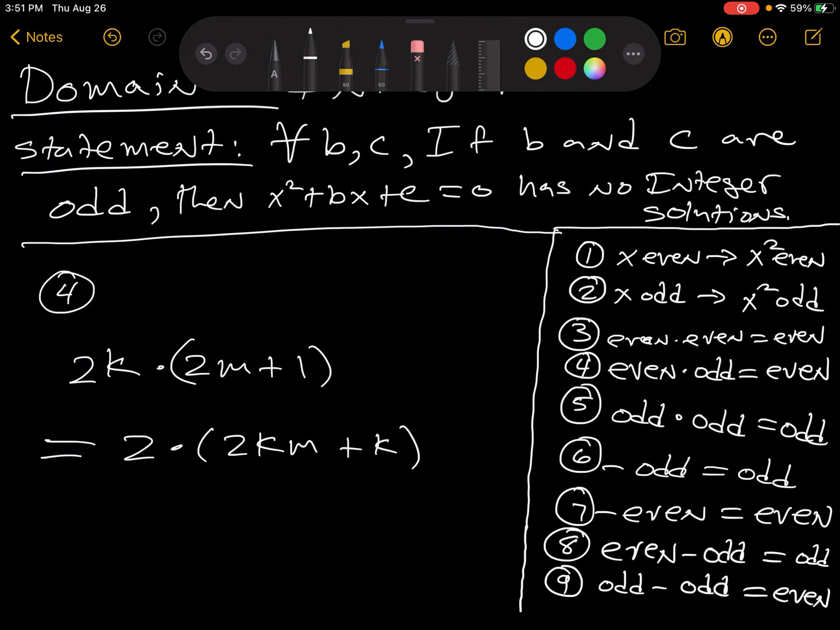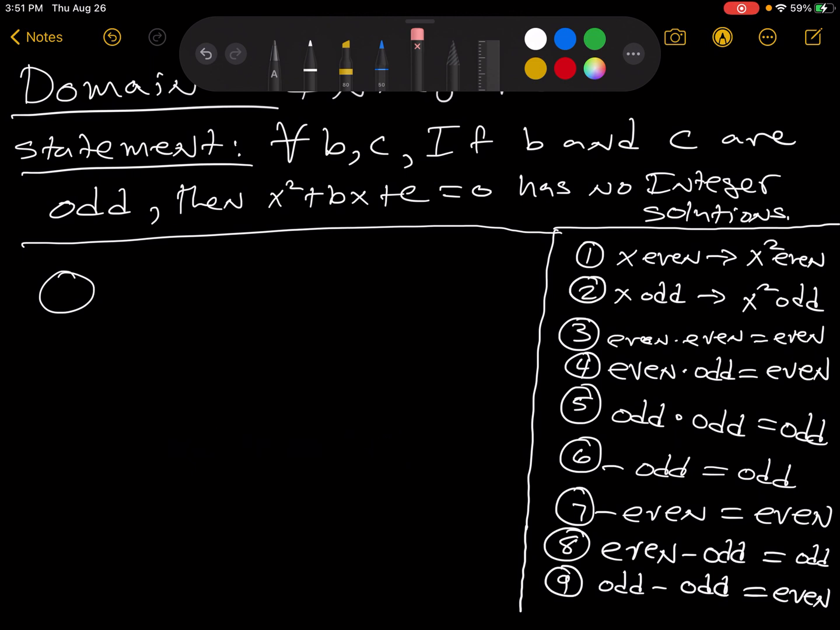Now, if k and m are integers, then that means that 2km plus k is an integer. So this establishes 4. If you multiply an even integer and an odd integer, you get an even. If you multiply an even and an even, you get an even. That was 3.